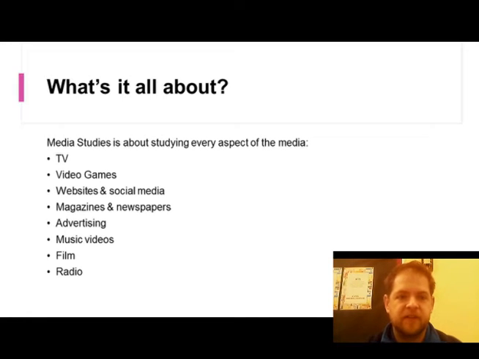So in GCSE Media Studies, we look at all aspects of the media in some depth. So for example, we look at television, video games, websites and social media, magazines and newspapers, advertising, music videos, film and radio. We look at all of those different industries in different levels of depth, some more than others.